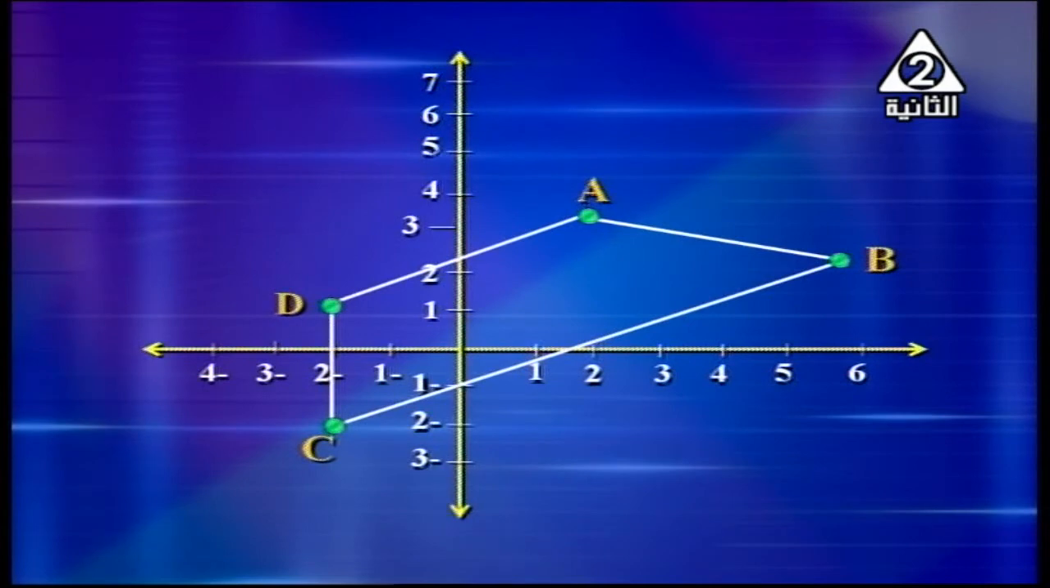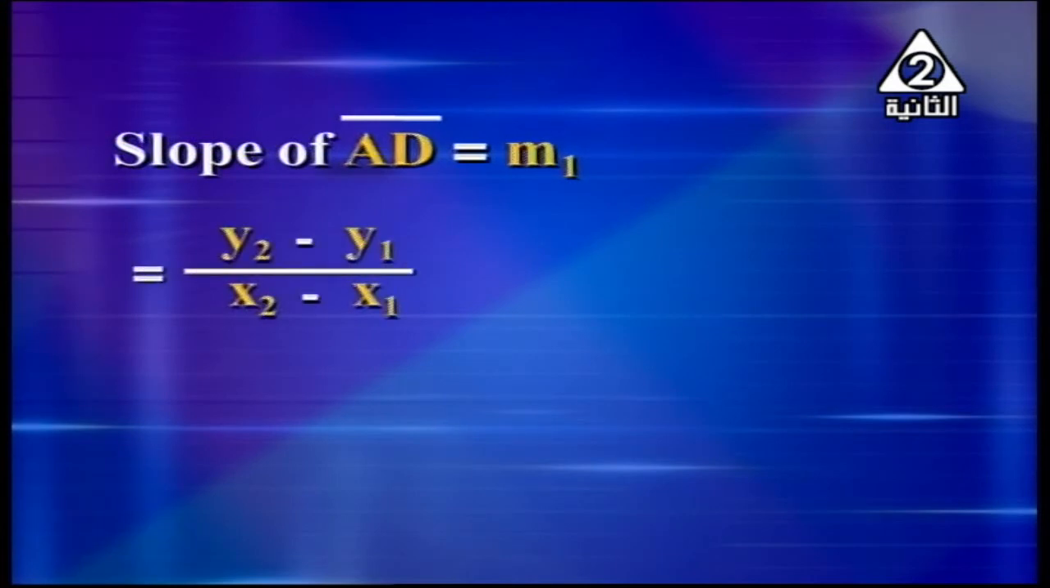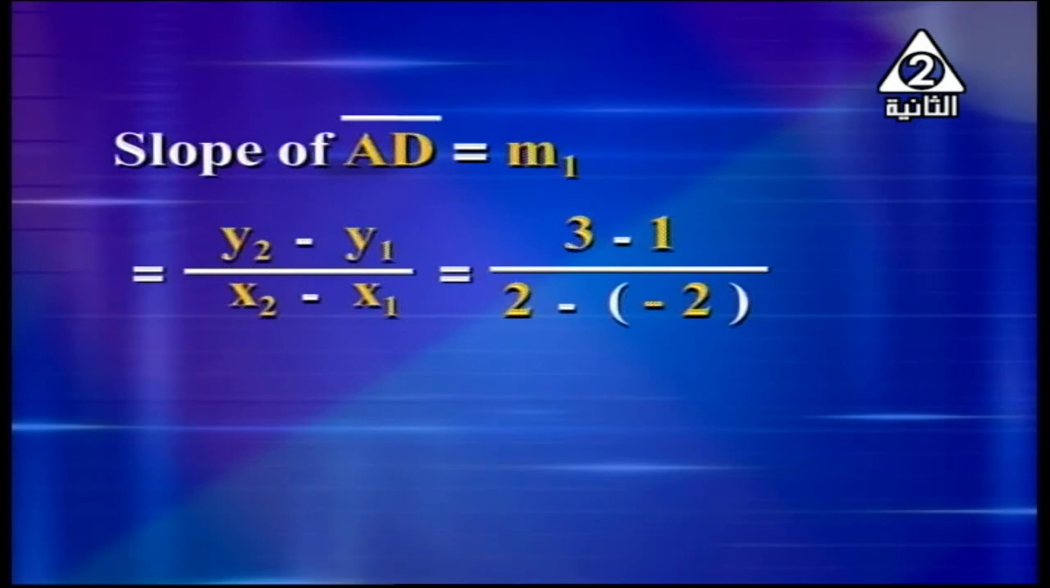So try to find the slope of AD and denote it by M1, which is equal to y2 minus y1 over x2 minus x1. So M1 equals 3 minus 1 over 2 minus negative 2 to obtain a result as 2 over 4, which is 1 over 2. Then the slope of AD will be 1 over 2.